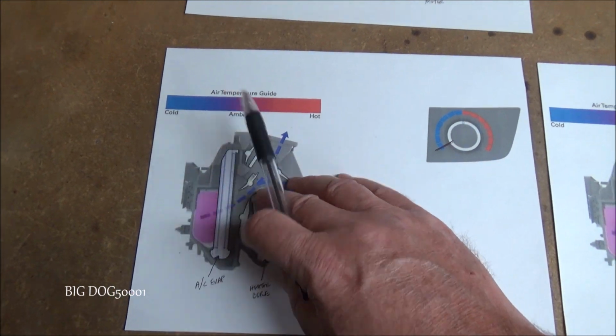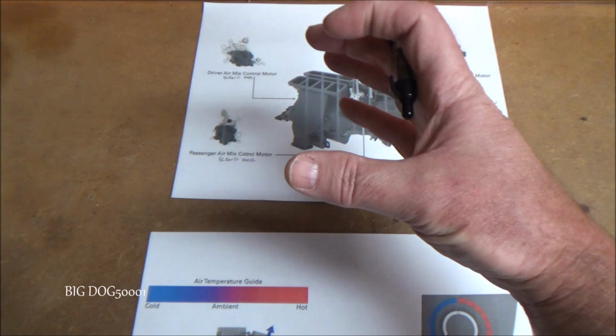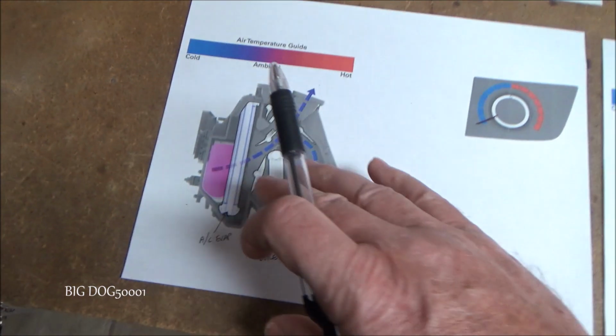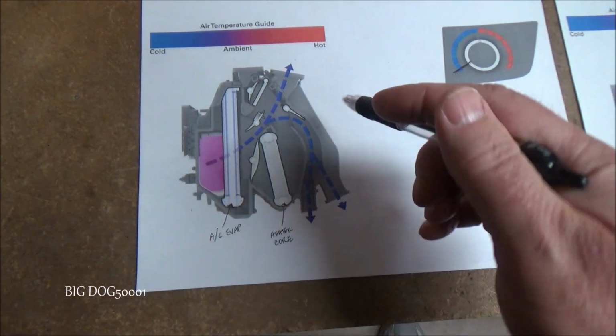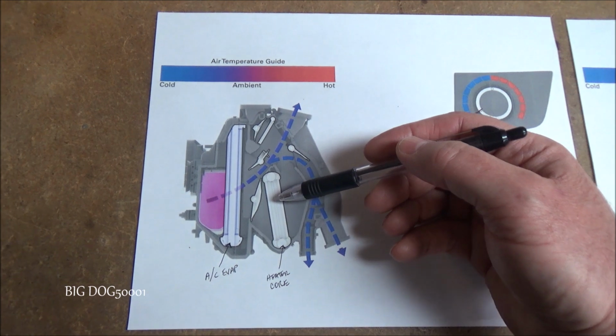Right here we have another look at kind of the same thing, only we've turned it and we're looking down the driver's side. So we're going to be looking this way. That's how we're situated right here, so we can get a look at how the doors are working inside of a typical unit.